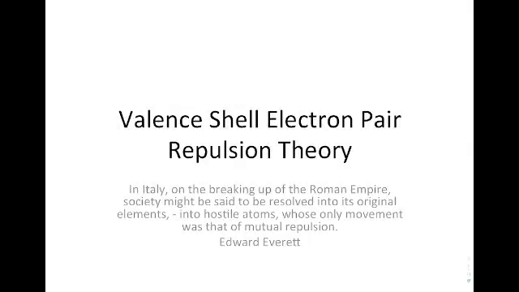Third lecture in our covalent bonding unit. We're going to talk about valence shell electron pair repulsion theory, commonly referred to as VSEPR. And the quote that we have here says, "In Italy, on the breakup of the Roman Empire, society might be said to be resolved into its original elements, into hostile atoms whose only movement was that of mutual repulsion." It's an interesting quote because that's going to guide our whole VSEPR idea.